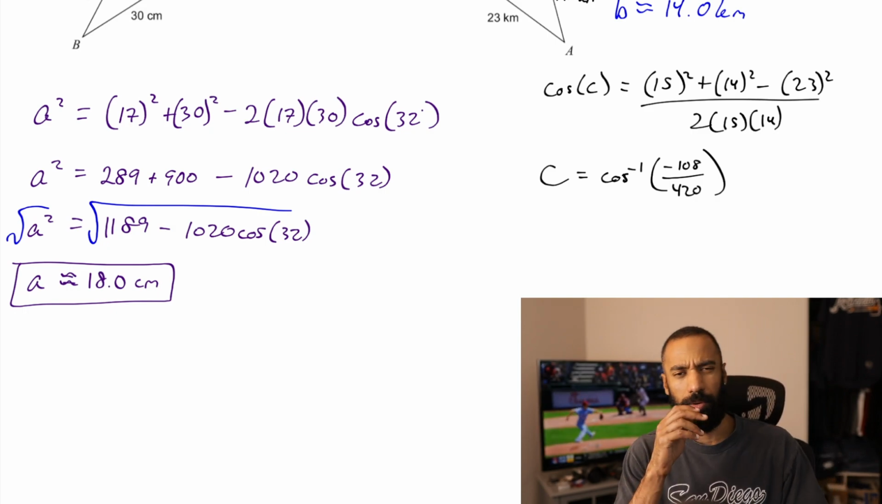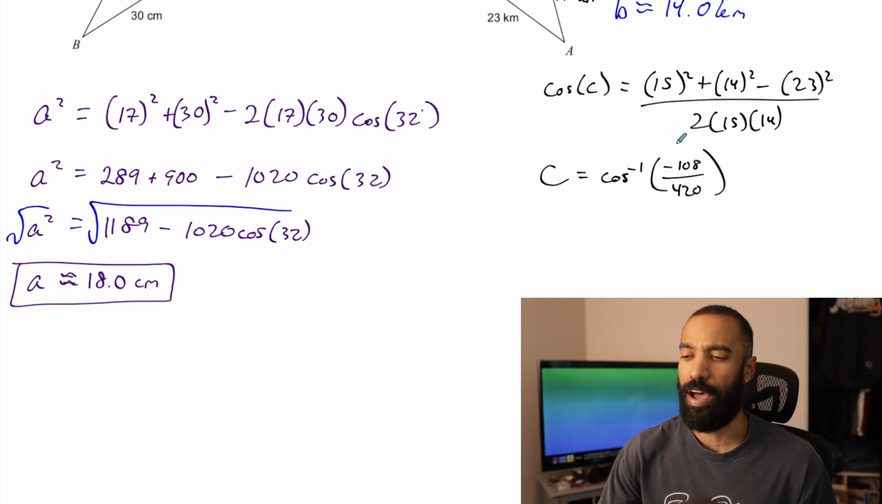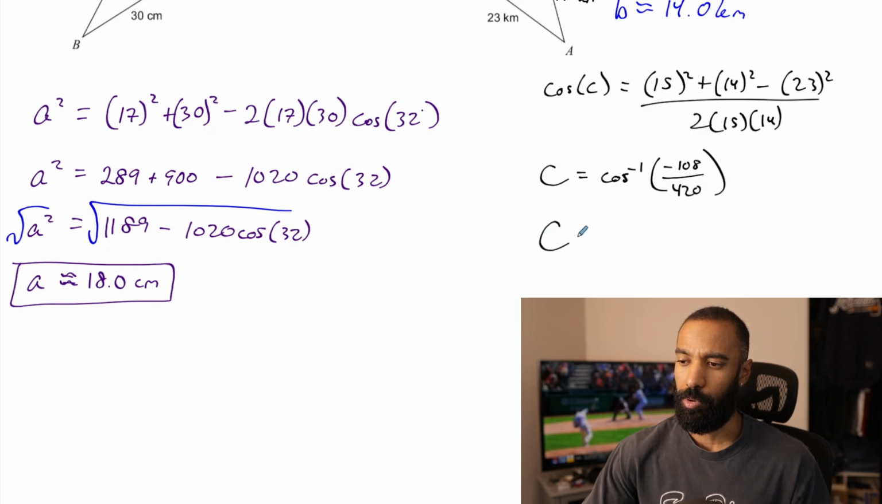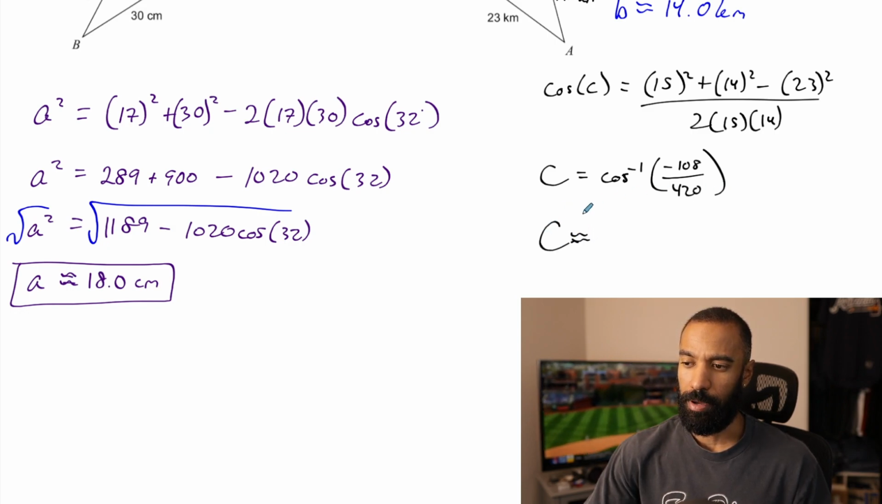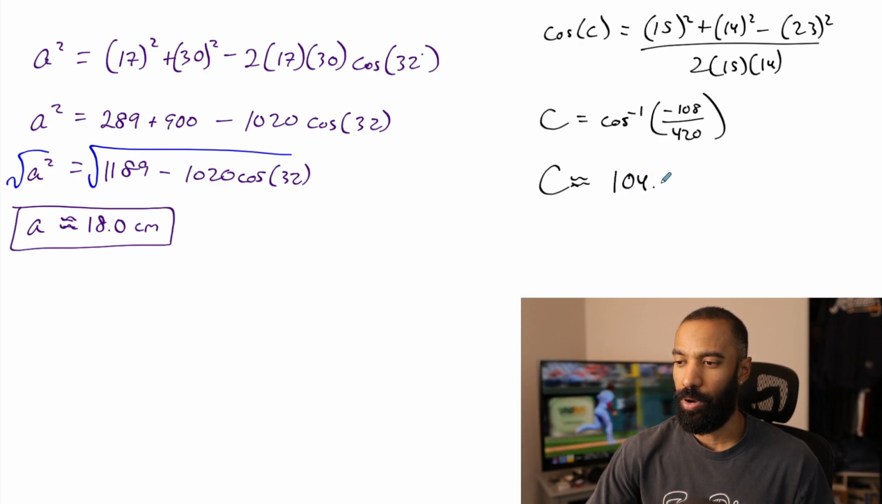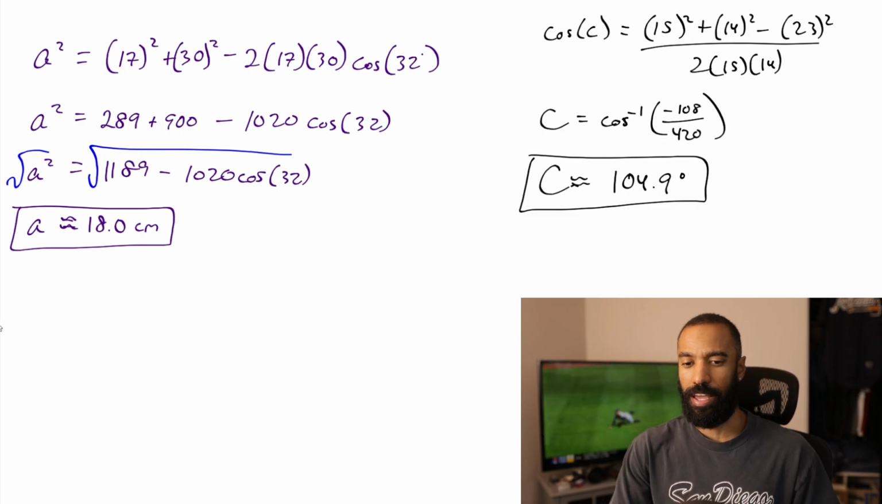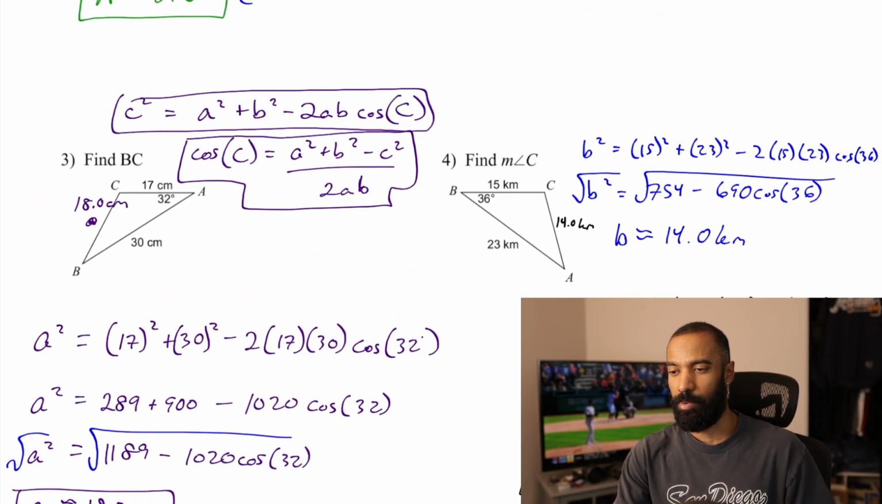104.9. Didn't I say I was going to be around 115? I must have meant 105. Around 105 degrees right there. I was trying to do 180 minus 75 and I couldn't do it. So it's around 104.9 degrees, and that is the measure of that angle.